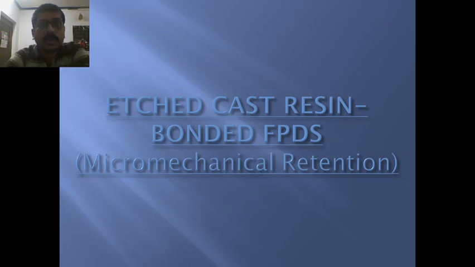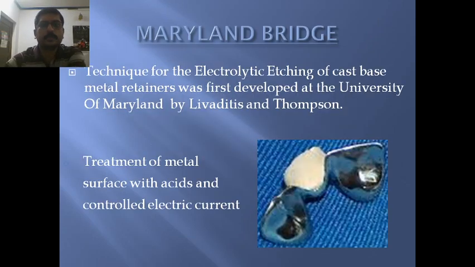Next we will go to the micromechanical retention, which can also be called etched cast resin bonded FPDs. The micromechanical retention here is provided by the etching of the cast part of the bonded FPDs. The classic example is the Maryland Bridge. Why is it called Maryland Bridge? Because it was first developed at the University of Maryland by Livaditis and Thompson. Here it is done by treatment of the metal surface with acid and controlled electric current.